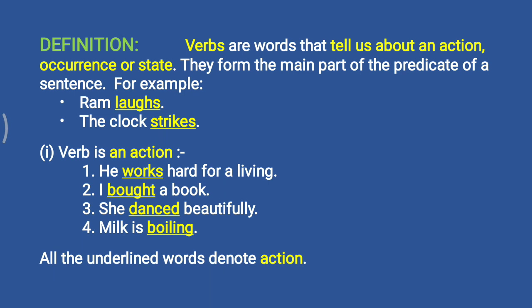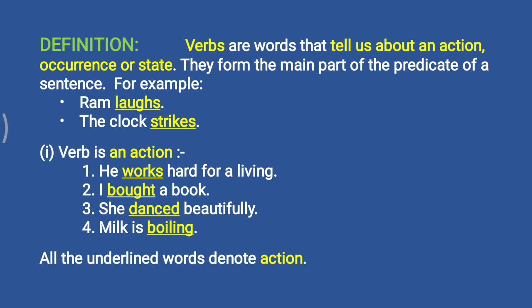They form the main part of the predicate of a sentence. For example, Ram laughs. The clock strikes. Here you can see that the words laughs and strikes are underlined and they are showing some actions. So these are verbs. From this definition, we can extract that a verb is an action.